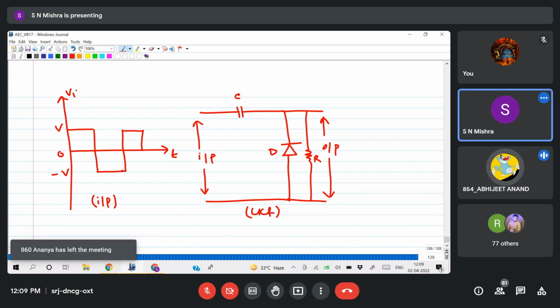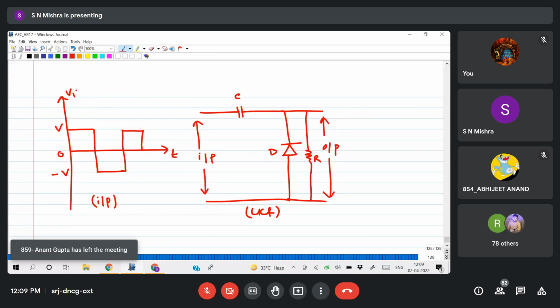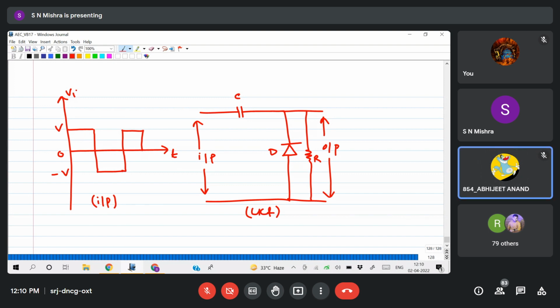So V0 will be 0 for the negative half cycle, and VC equal to V for the negative half cycle. Okay. And for the positive half cycle, 2V. 2V, very good.